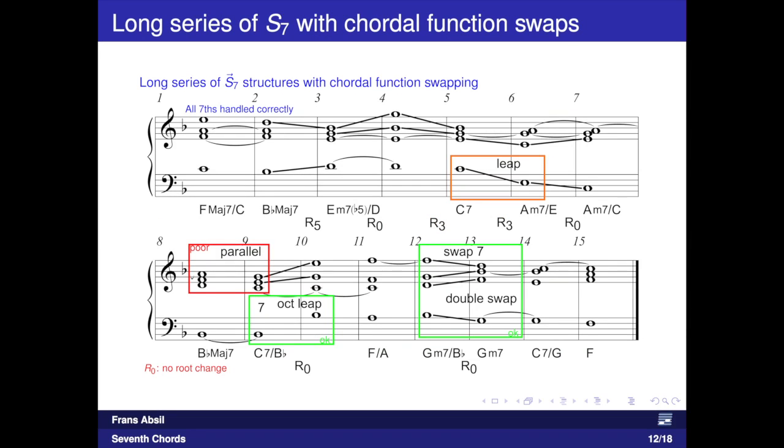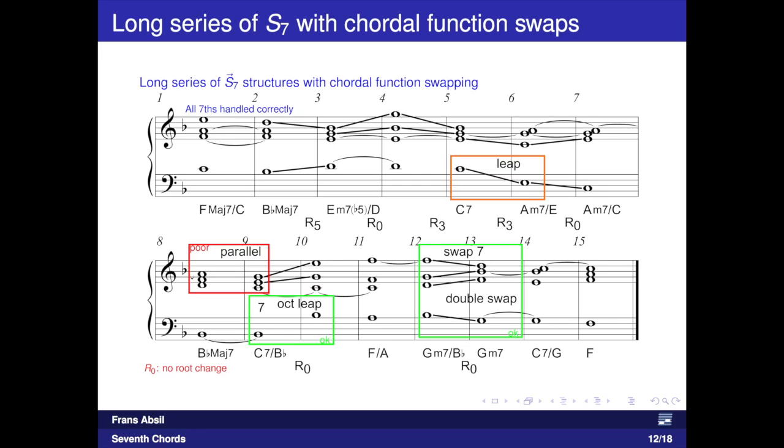Here's another example of a longer series of S7 chord structures, with swapping of adjacent chordal functions. Note the double swap in measure 12-13 and the use of a root cycle R0, which means that the chord root is constant, but the voicing or chord position changes. All dissonant sevenths are handled correctly regarding their preparation and resolution.